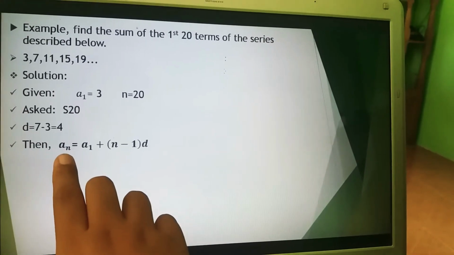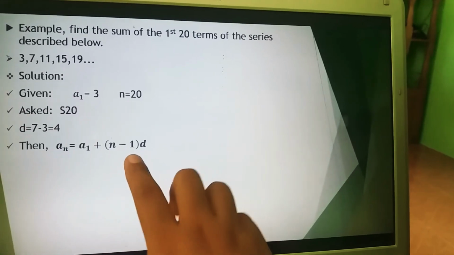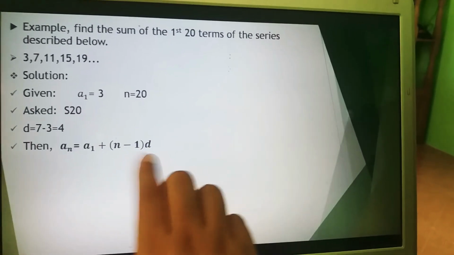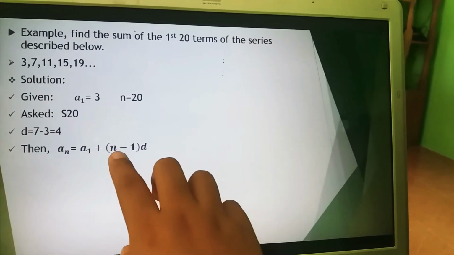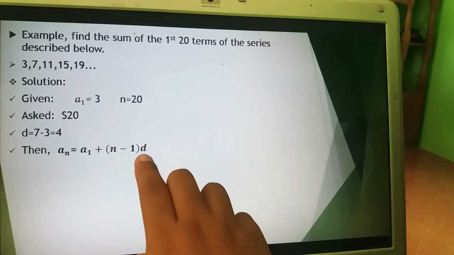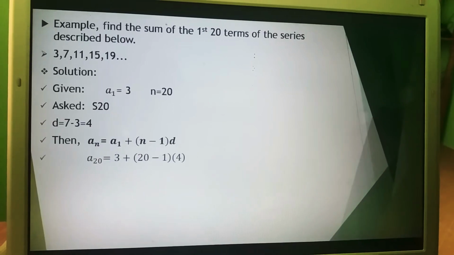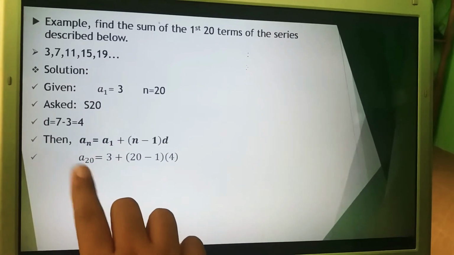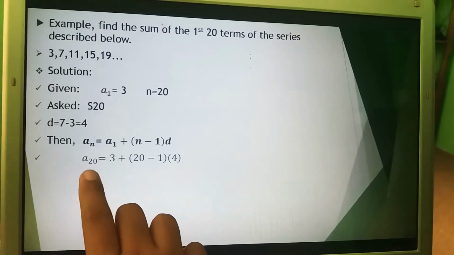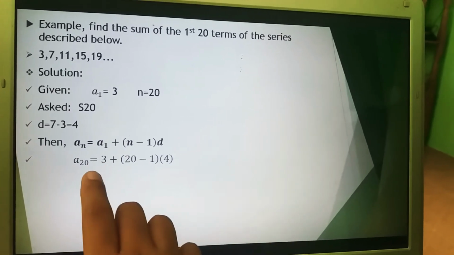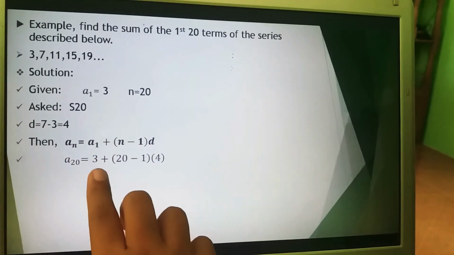So, we will use first a sub n equals a sub 1 plus n minus 1 times d. We already have your a sub 1 which is 3, your n which is 20, and your d which is equal to 4. So, we have your a sub 20. We are looking for the 20th term, the 20th number. So, a sub 20 is equal to 3, which is your a sub 1.